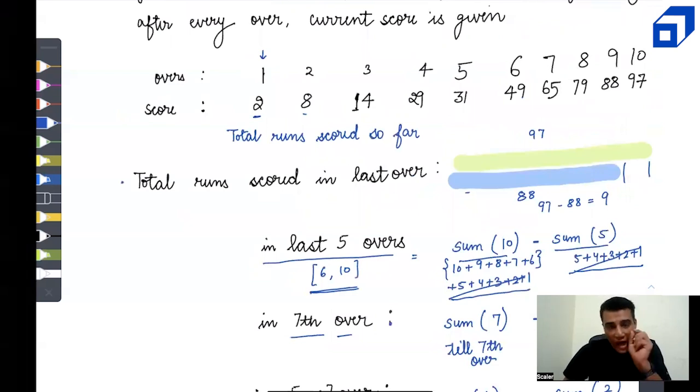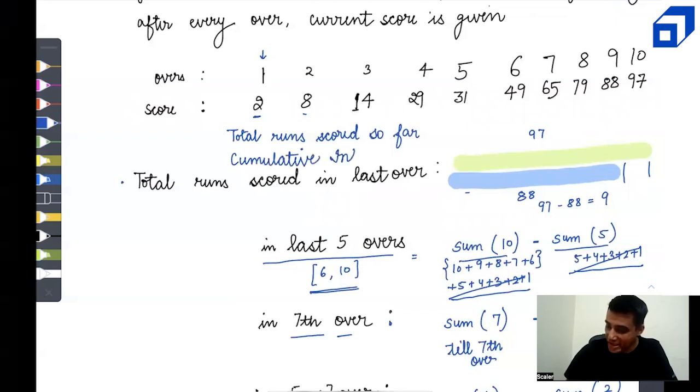Over here, we are not focusing on each over's contribution. We are looking into the total number of runs scored so far. We are looking into the cumulative score. So in general, we have to look into cumulative information to come up with the answer to queries.